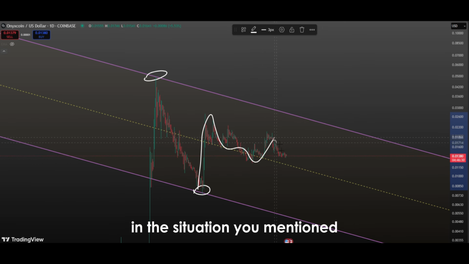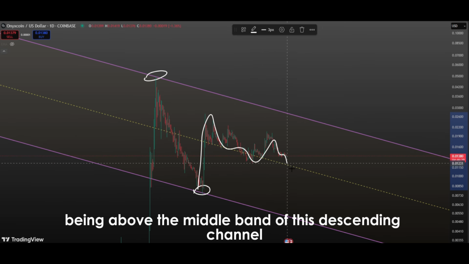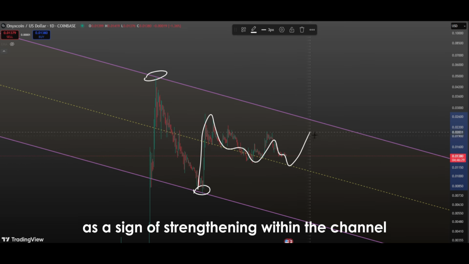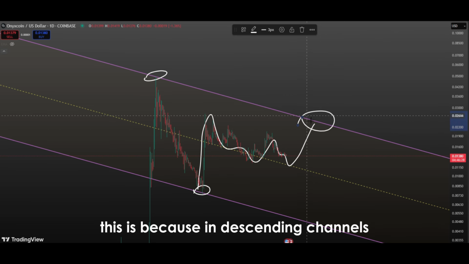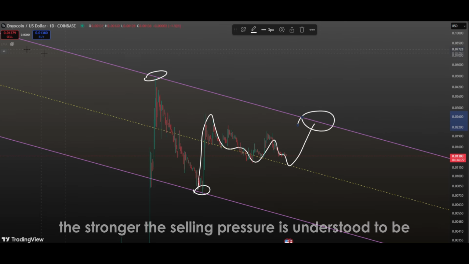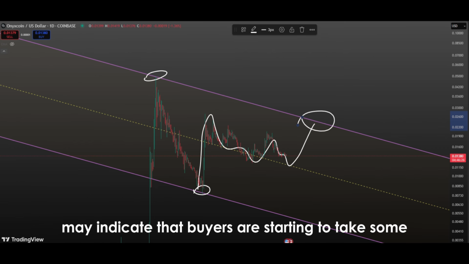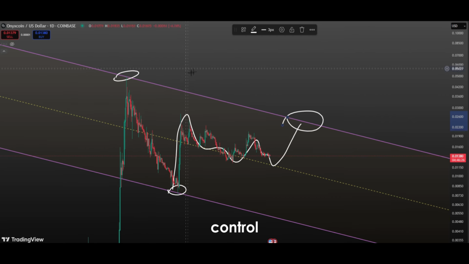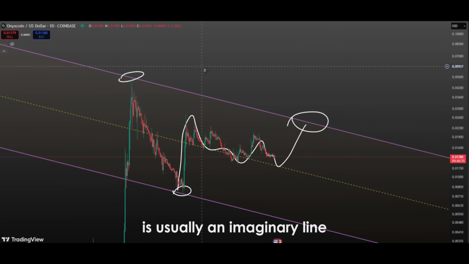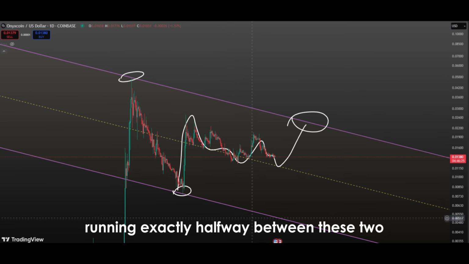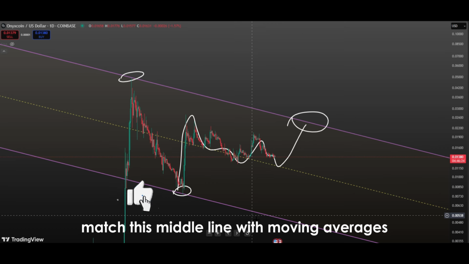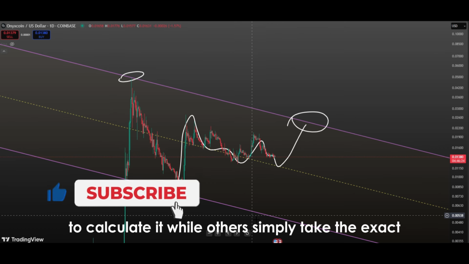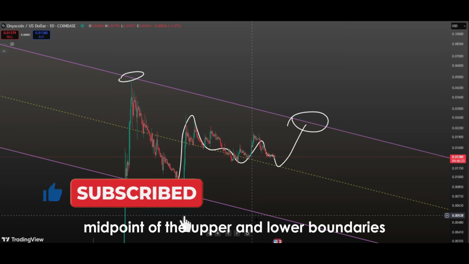In the situation you mentioned, the price being above the middle band of this descending channel can actually be interpreted as a sign of strengthening within the channel. This is because, in descending channels, the closer the price stays to the lower band, the stronger the selling pressure is understood to be, while moving above the middle band may indicate that buyers are starting to take some control. The middle band in a descending channel is usually an imaginary line running exactly halfway between these two parallel lines. Some traders match this middle line with moving averages to calculate it, while others simply take the exact midpoint of the upper and lower boundaries geometrically.